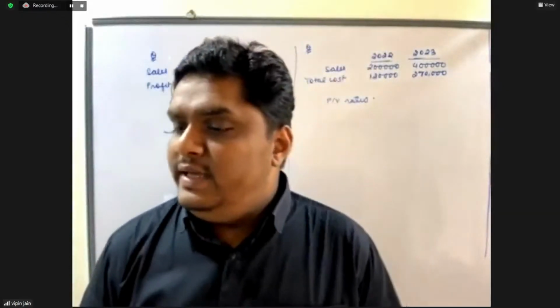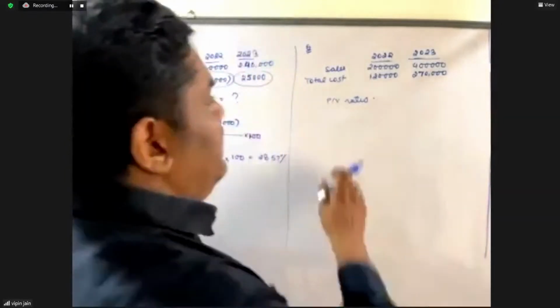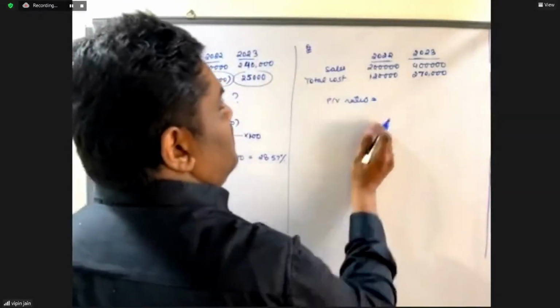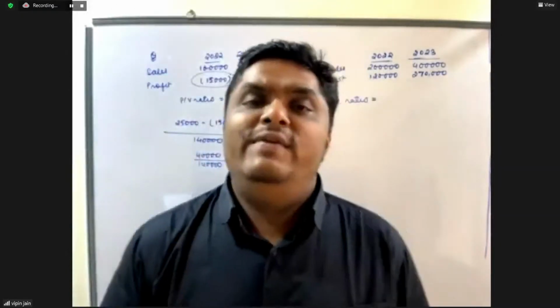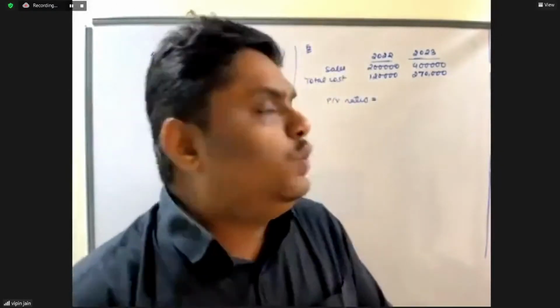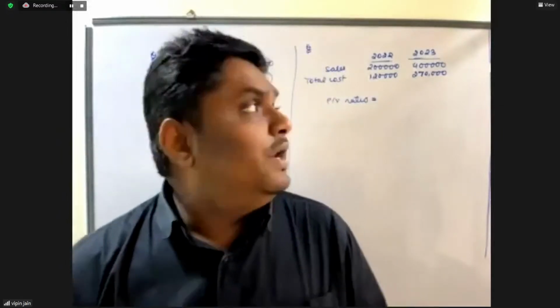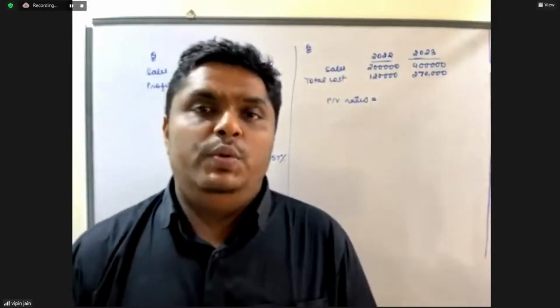Waiting for your answers, guys. Herein, my sales is given, that is 2 lakh and 4 lakh. The total cost is given, that is 1,20,000 and 2,70,000. You are required to calculate the PV ratio.